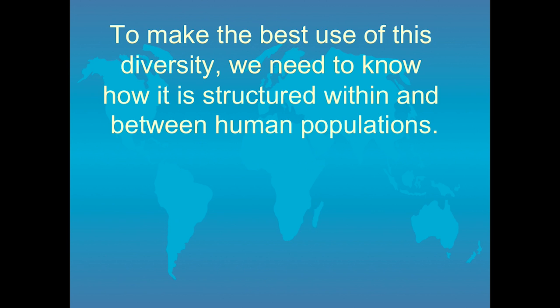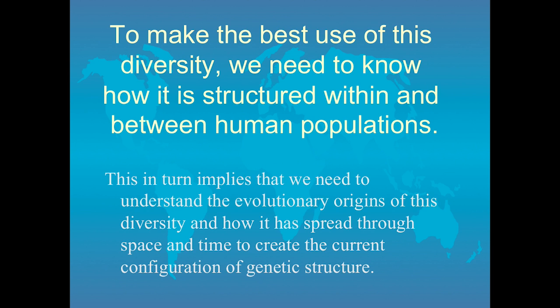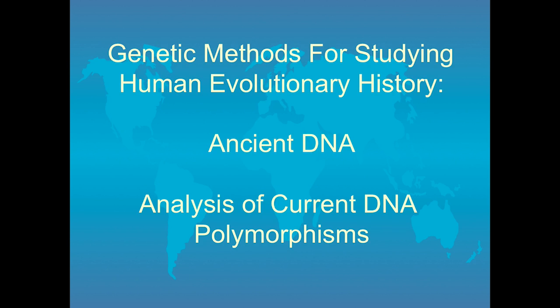Now, to make use of this huge amount of genetic diversity, we need to, first of all, know how it is structured within and between human populations. To do that, we need to understand the evolutionary origins of this diversity and how it has spread through space and time to create the current configuration of genetic structure in the human population. There are basically two ways of doing that. Ancient DNA, which I'm not going to talk about because we already heard an excellent lecture about that in this hall just an hour ago. But I'm going to talk about the analysis of current DNA polymorphisms.